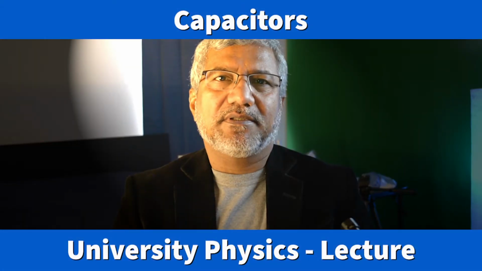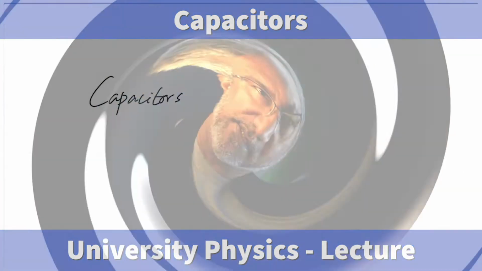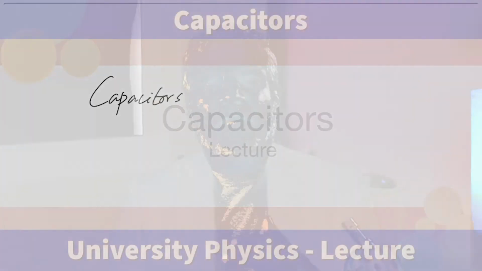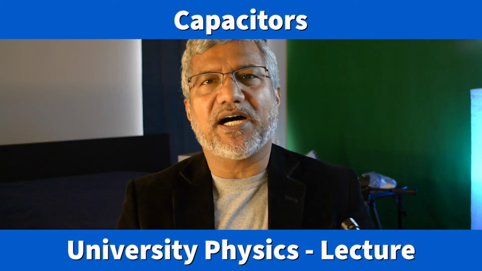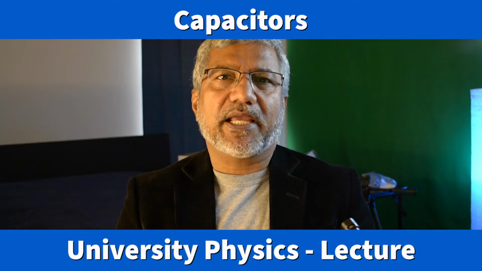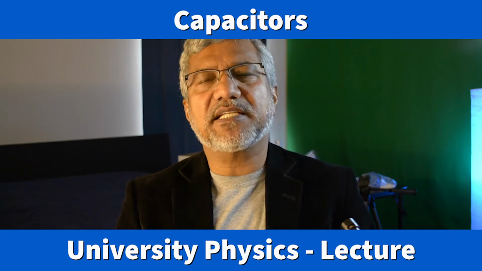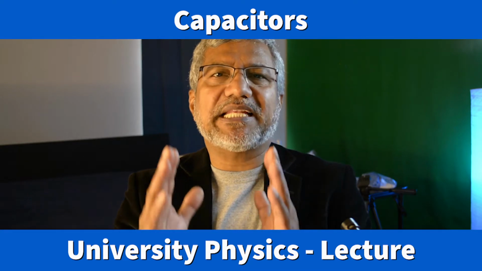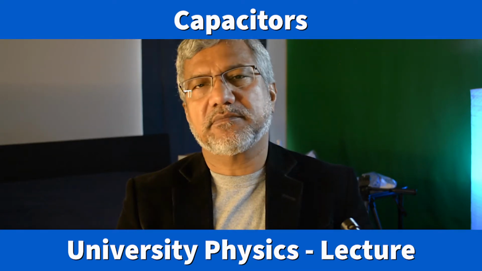In this chapter, we're going to talk about capacitors. Now, a capacitor is an electrical device that stores energy. And a capacitor is basically made up of two conductors with an insulator between them.